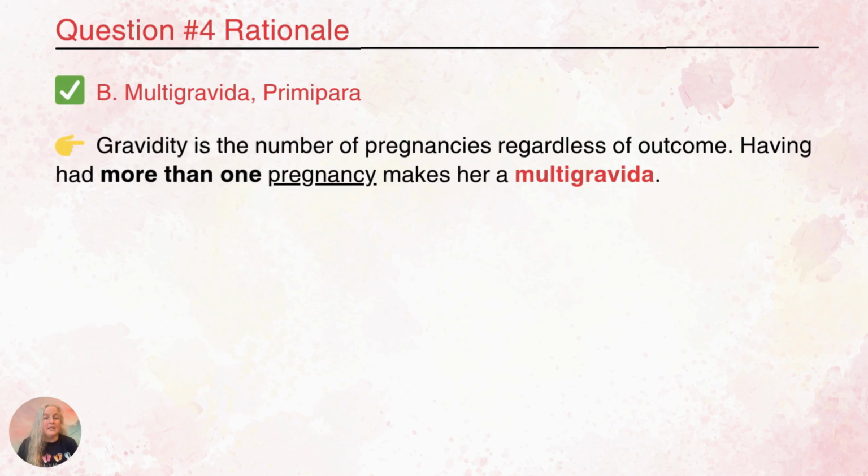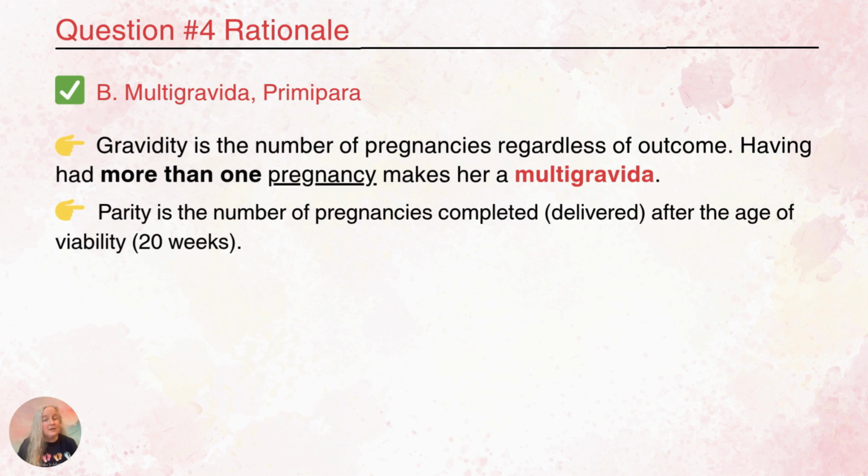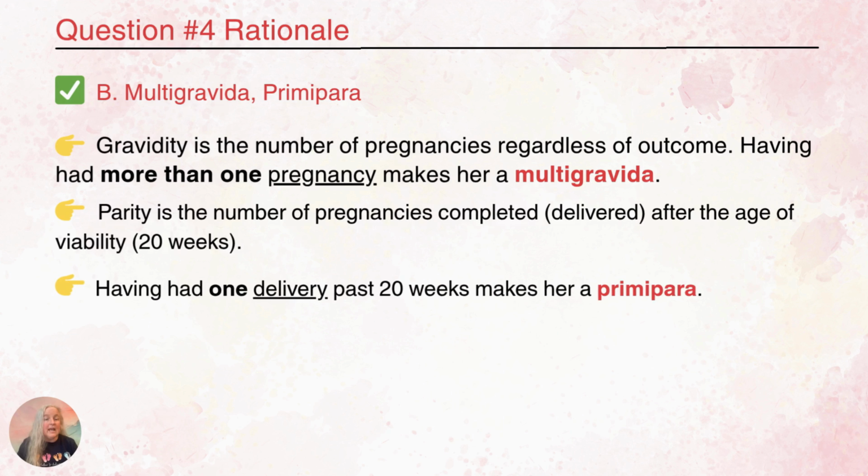So when we look at the rationale for this question, we're reminded that gravidity is the number of pregnancies that have happened regardless of the outcome. Having had more than one pregnancy makes her a multigravida. Parity is the number of pregnancies delivered after 20 weeks gestation, and having had one delivery past 20 weeks makes her a primipara. So she's a multigravida primipara. The miscarriage does not count in parity.